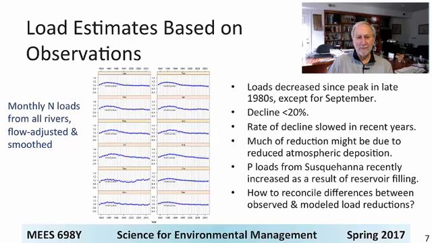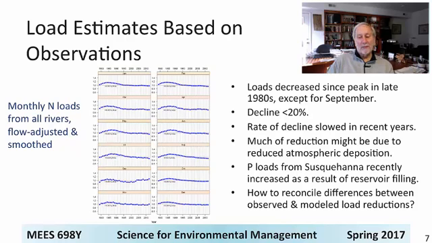Much of this reduction on nitrogen could actually be as a result of the reduced loading of deposition of nitrogen from the atmosphere onto the broad landscape. Some recent work by our colleague Keith Eshelman suggests that, at least for the Potomac Basin, this might be the case.